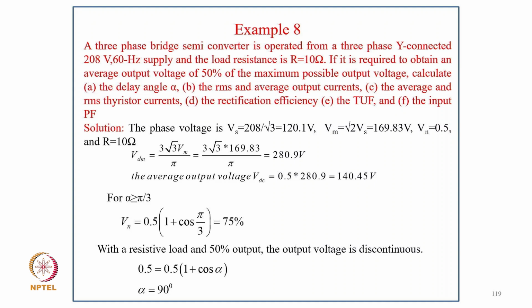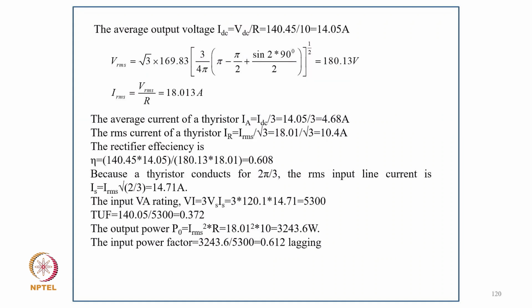So the solution: the phase voltage is equal to 208 by root 3, that is 120.3, VM equal to root 2 VS, that is 169.83, and R equal to 10. So VDM equal to 3 root 3 VM upon pi, that becomes 280.9 volt, and the average voltage VDC is 0.5, this gives 140.45. For alpha greater than pi by 3, VDN equal to 0.5 in brackets 1 plus cos pi by 3, that is 75%. With a resistive load and 50% output, the output voltage is discontinuous, so 0.5 equals 1 plus cos alpha, that is alpha equal to 90 degrees.